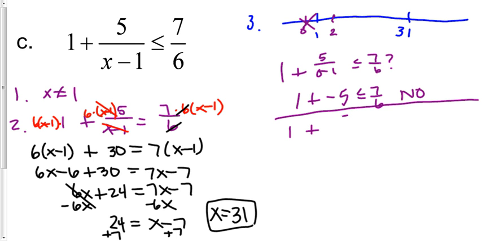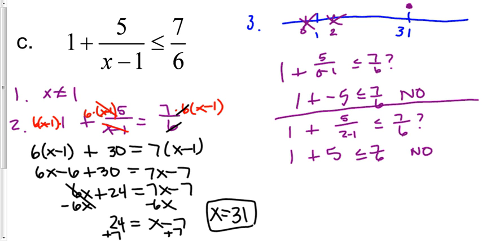1 plus 5 over 2 minus 1, is that less than or equal to 7/6? So I have 1 plus 5, 2 minus 1 is 1, 5 over 1 is 5. That's 6. Is 6 less than or equal to 7/6? Definitely not. This is 1 and 1/6. 6 is way bigger, so 2 is out. I know 1 is out, so really everything in between 1 and 31 is out. Now, 31 is a solution, so I'm going to put a closed dot there.